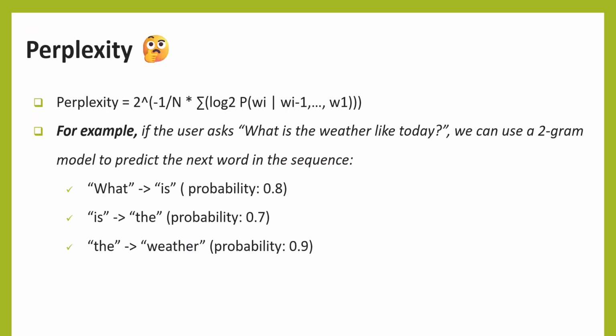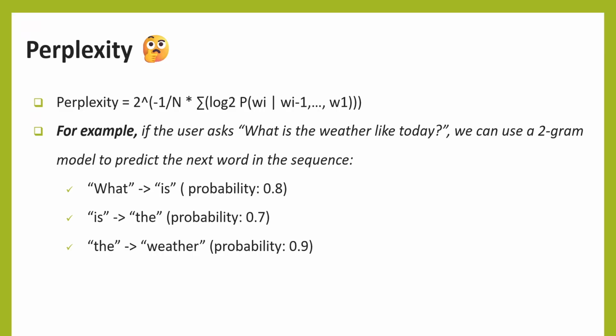Next comes perplexity, which is the measure of how well a language model predicts the next word in a sequence. It is calculated using this formula, where N is the number of words in the test data, and P(Wi | context) is the conditional probability of the word Wi given the context of previous words. Here, a lower perplexity score indicates a better language model.